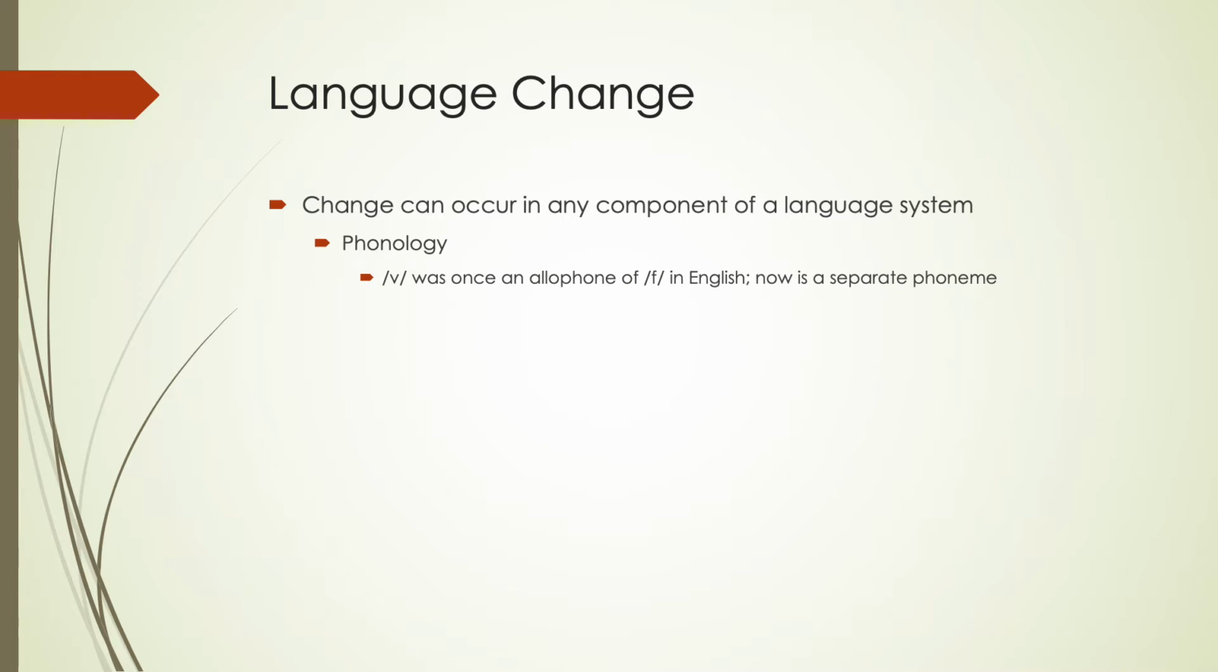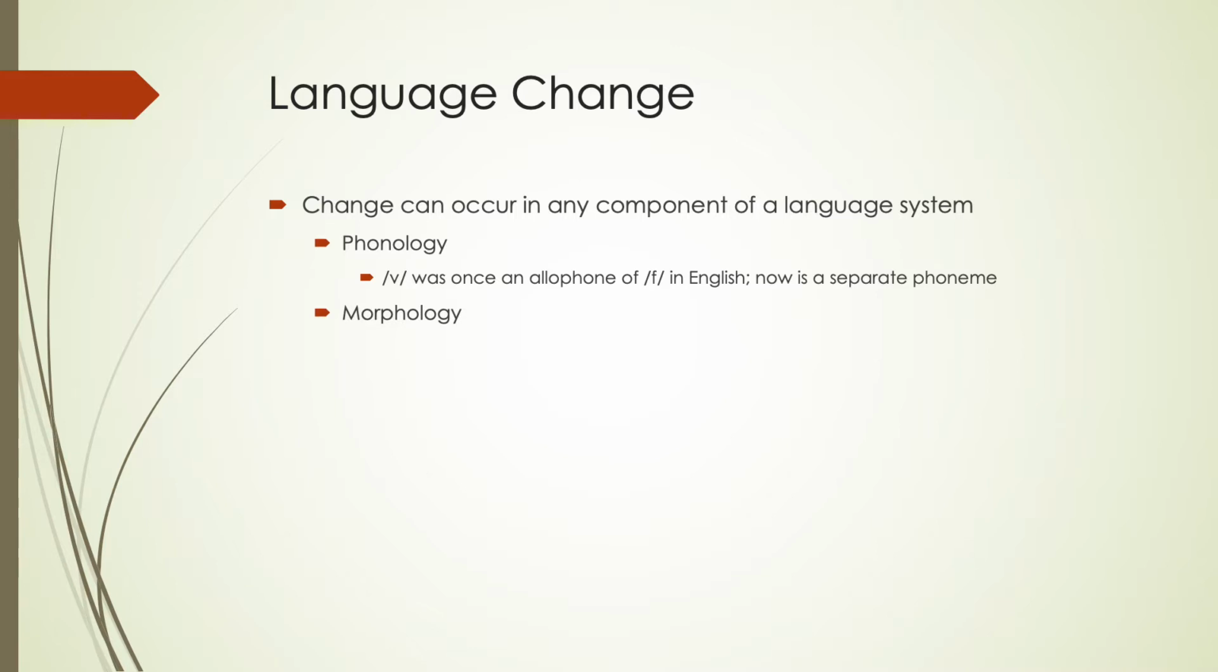So, if we start with language change, it can occur in any part of a language system. If we're thinking about what structural aspects of language exist, it can be in phonology, the sound system. Thinking about some examples as we go through each of these, V, the sound that we now have as a V sound, was once only an allophone of F. We didn't actually have that as an individual sound in English, and now over time it has become a separate phoneme, mostly because of the influence of French.